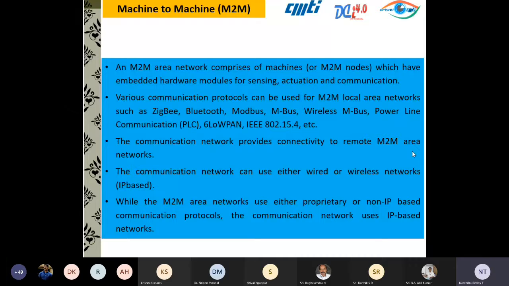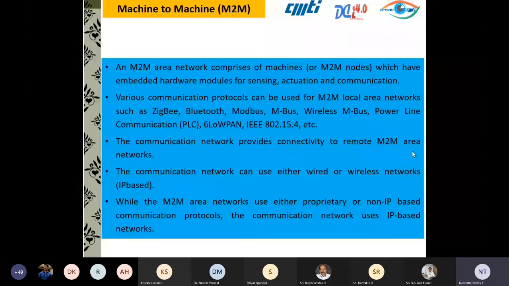Then you need to have some kind of communication network. For that, you need to use either wide area or wireless networks. Generally, when you take the data to the internet, it means IP based networks are available. But the limitation of M2M is that it is never IP based. It can be proprietary also. For that reason, you need to use some M2M gateways.